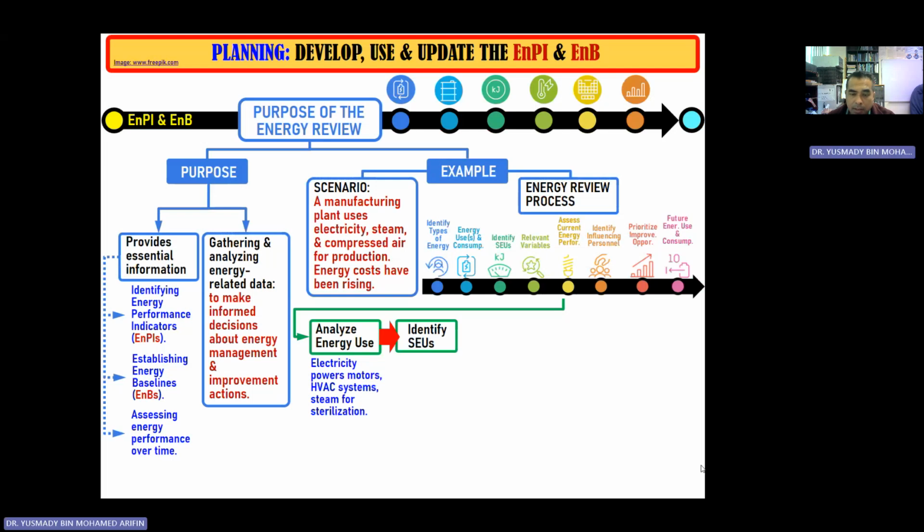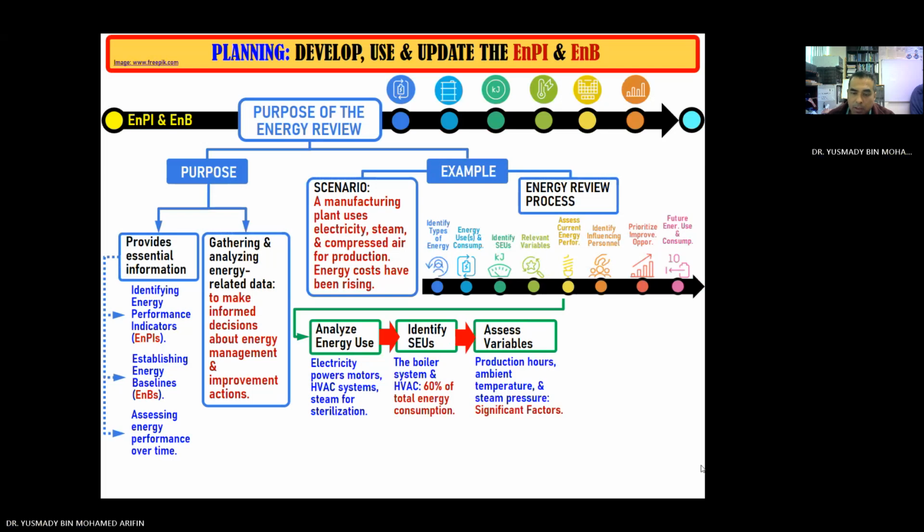So we need to identify the significant energy use. In this case, we already identified the boiler system and also the HVAC system as our SEU, around 60% of the total energy consumption consumed by these systems. So we need to assess the variables. In this case, the relevant variables refer to the production hours, ambient temperature, and also the steam pressure, which are considered significant factors for the manufacturing in terms of energy consumption.